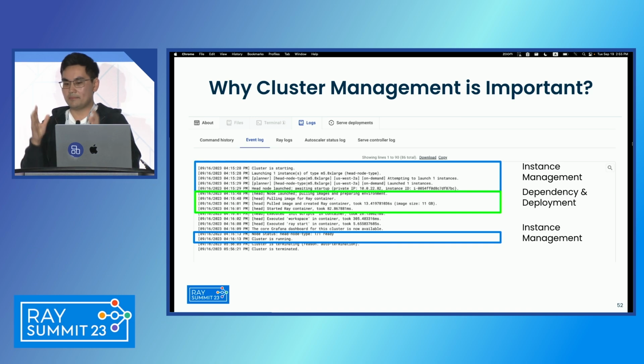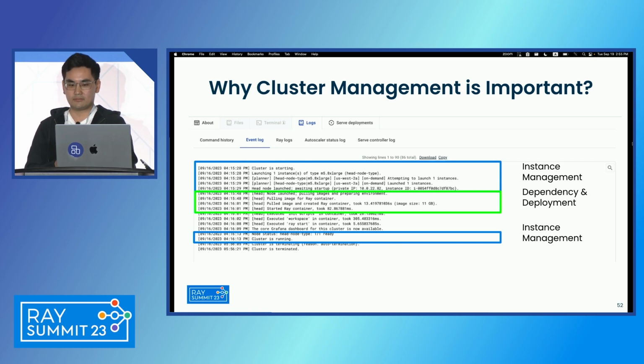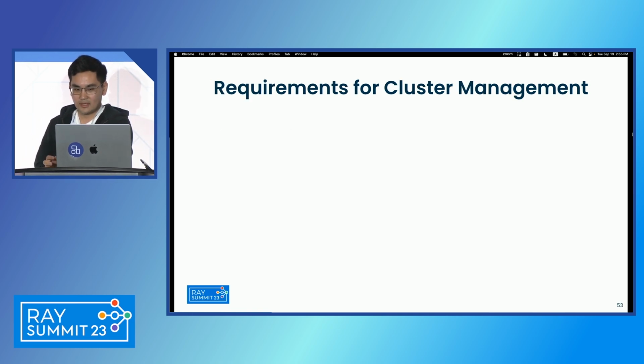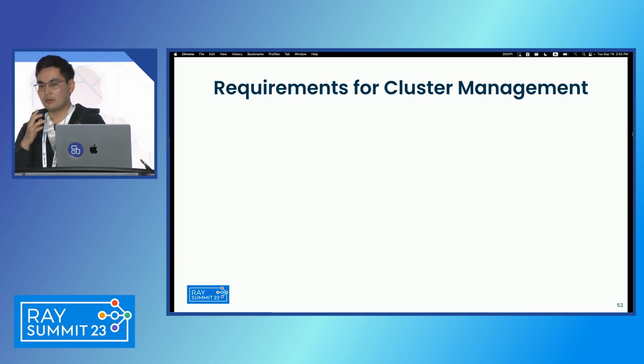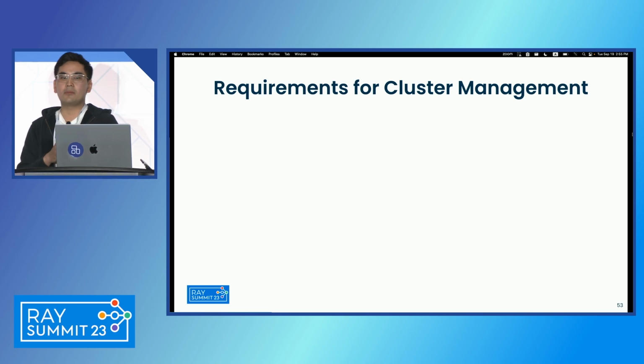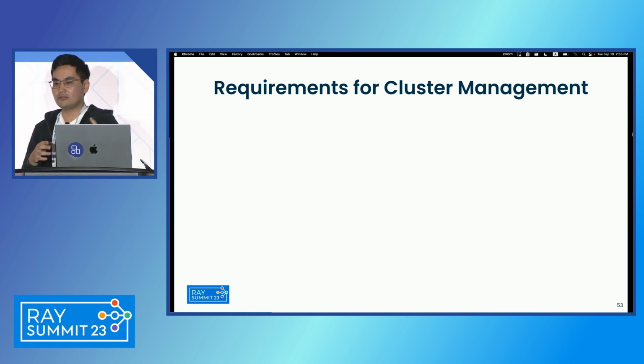And second is dependency and deployment. You need the environment's preparation on each instance, installing the dependencies and your code. And as you can see, those events or, say, information may correlate with each other. For example, if you are using a spot instance, and at some point this instance is unavailable, it will lead to some application failures of your Ray job, like task failure.